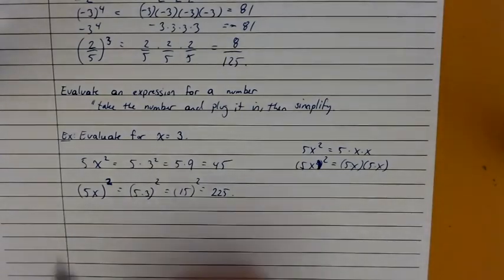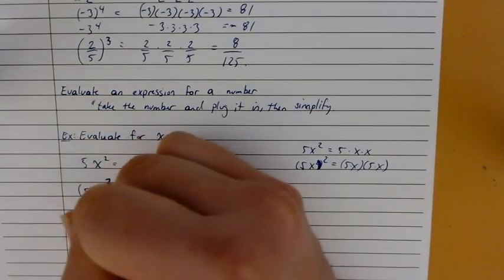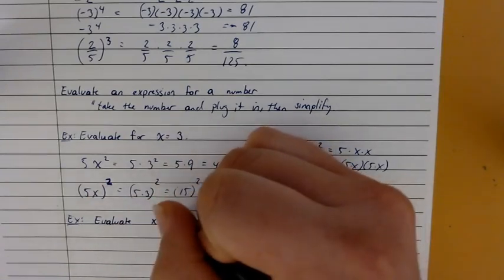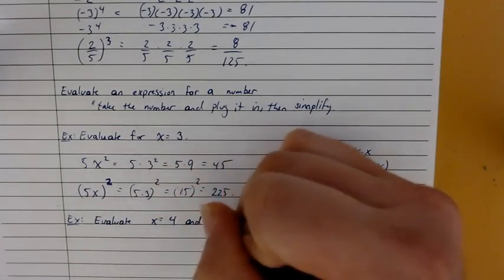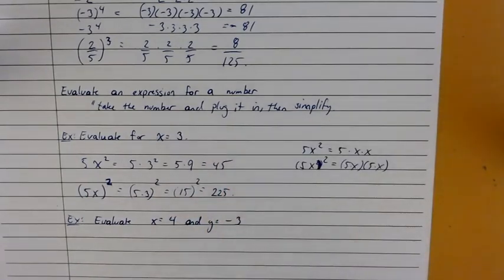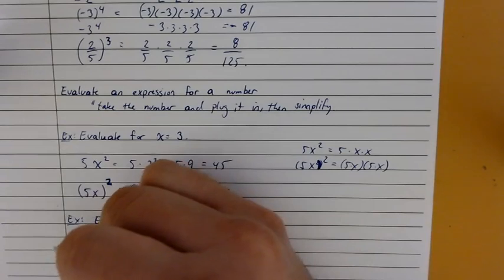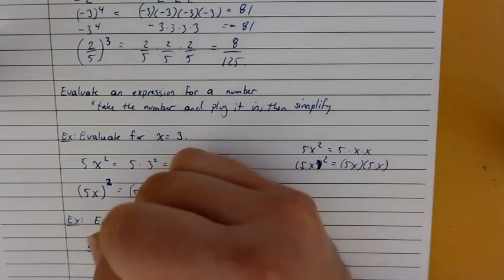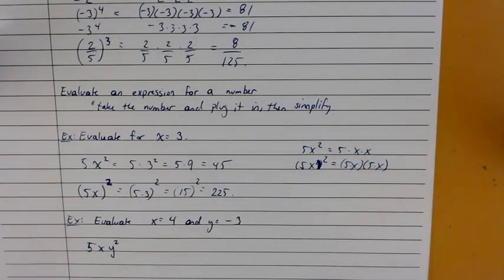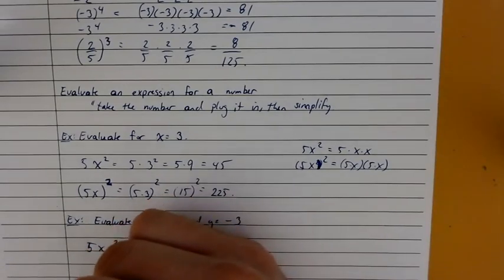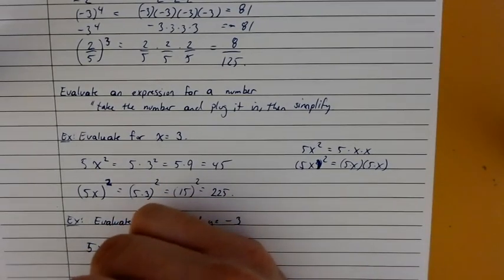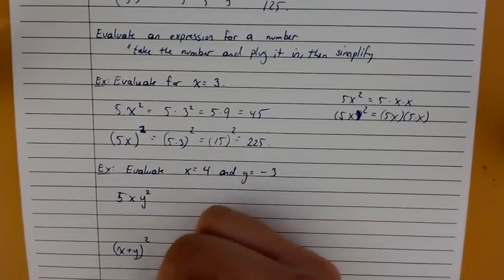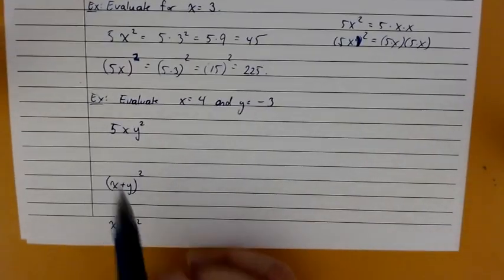You can evaluate for more than one variable at a time. For example, we can evaluate for x equals 4 and y equals negative 3. And let's say 5xy to the second power. Okay? And then over here, let's say (xy) squared. So again, these are different.